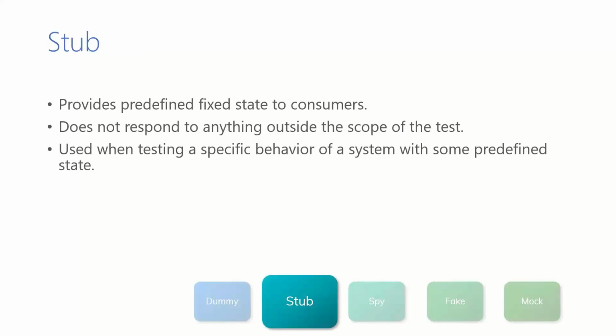So let's talk about another kind of test double, which is called a stub. A stub will provide predefined fixed state to consumers. When you want to test specific behavior, for example, I want to test how the system will behave when a user has permission to perform conversion and what will happen if the user does not have permission. I can have two stubs, or I can have one stub which allows me to configure it. So I have a stub which essentially replaces the permission checker and answers with yes or no, depending on my requirements. So I use stubs when I'm testing for specific behaviors with some predefined states.